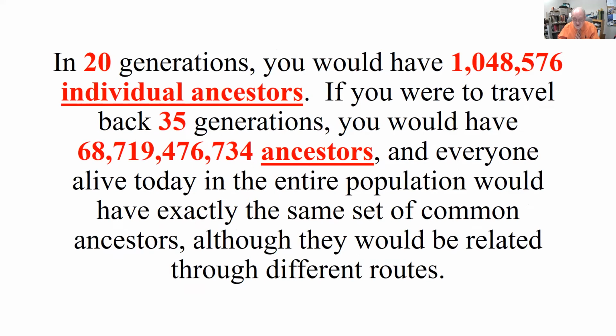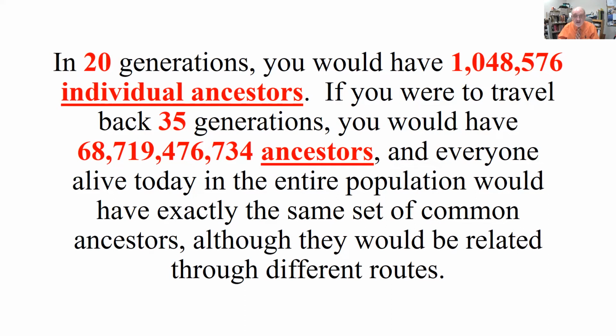In 20 generations, you would have 1,048,576 individual ancestors. If you were to travel back 35 generations, you would have 68,719,476,734 different ancestors. And everyone alive today in the entire population of the world would have exactly the same set of common ancestors, although they would be related through different routes.